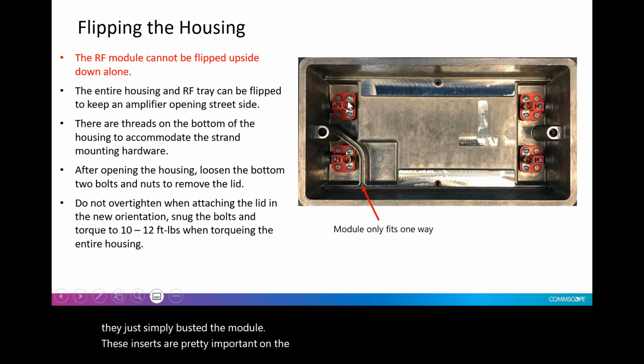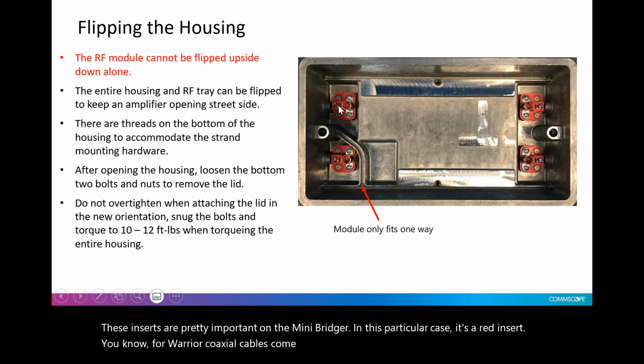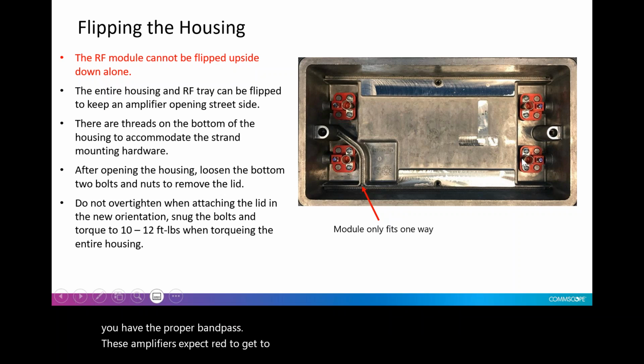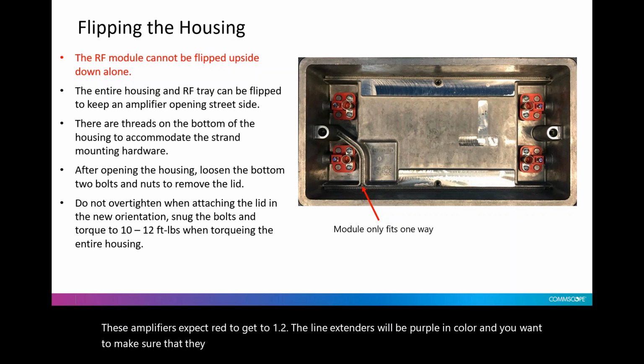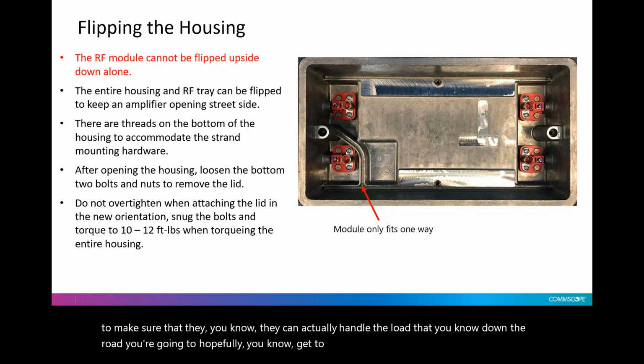These inserts are pretty important. On the mini bridger, in this particular case, it's a red insert, for where your coaxial cables come in. Make sure the pin length's correct. Make sure you have the proper band pass. These amplifiers expect red to get to 1.2. The line extenders will be purple in color, and you want to make sure that they can actually handle the load that down the road you're going to hopefully get to 1.2 or beyond.